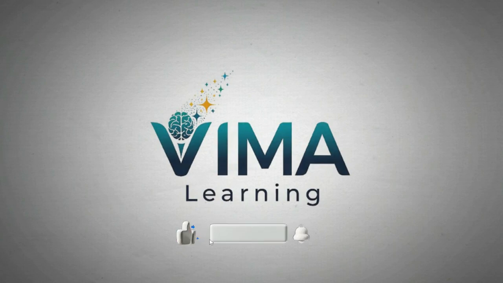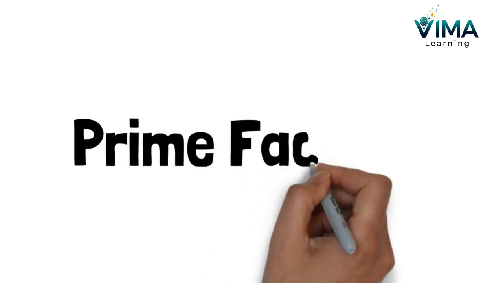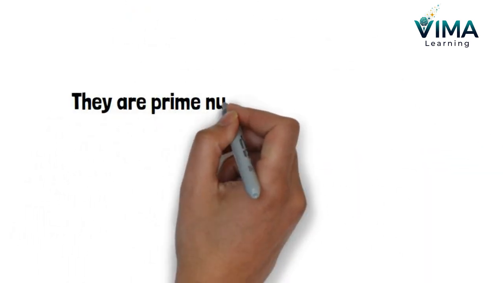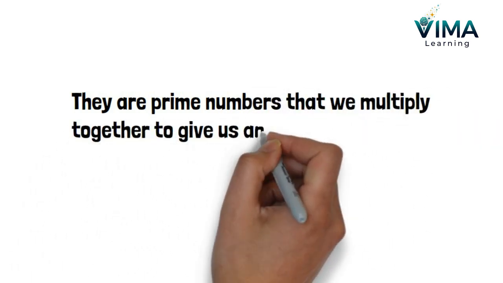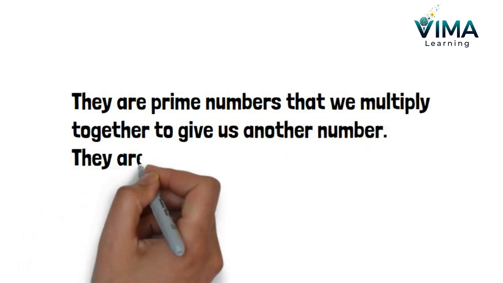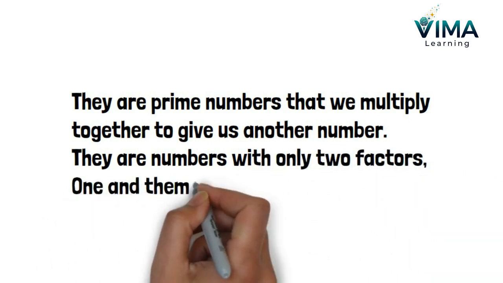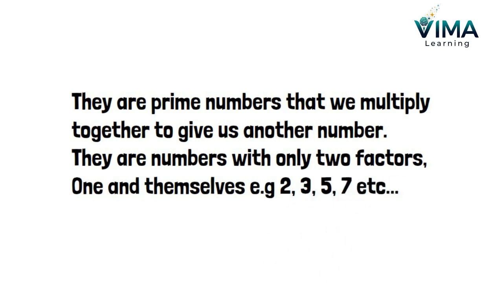Ready? Let's get started. Today we are looking at prime factors. Now, what are prime factors? Prime factors are simply prime numbers that we multiply together to give us another number. And of course, we know that prime numbers are numbers that only have two factors, 1 and themselves. So let's say, for instance, 2 is a prime number, 3 is a prime number, 5 is a prime number, and 7 is a prime number. Reason being that 2, 3, 5, and 7 can only be divided by 1 and themselves.